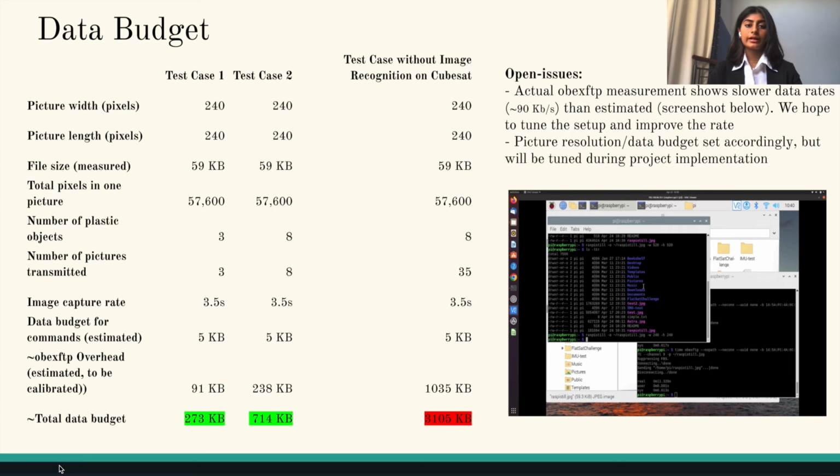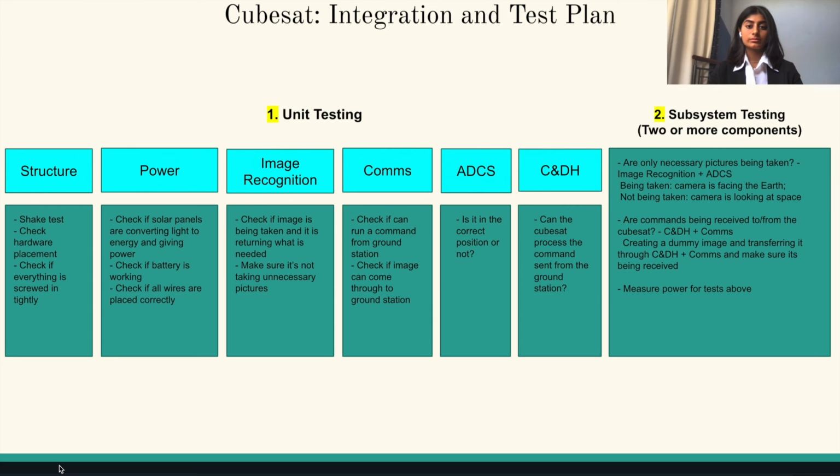Overall, I would say it's a fair estimate, although not exact because I've not conducted an experiment to find out the actual measurement for the data size. We plan to do this during the actual project execution.